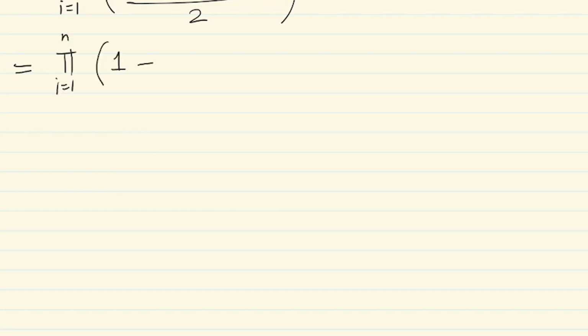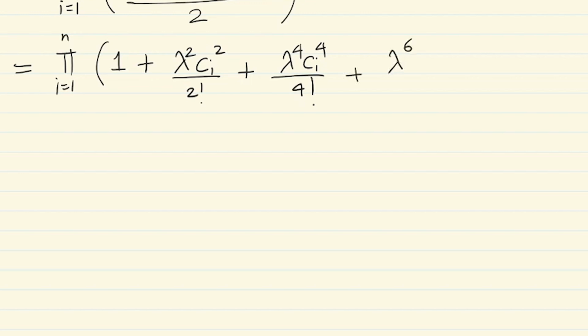Now this in turn, by the power series expansion of the exponential, is just the product of 1 plus, the odd terms cancel out, leaving you with lambda square ci square by 2 factorial, lambda to the 4 ci to the 4 by 4 factorial. The next term, just one last term that I'll write out here, is lambda to the 6 ci to the 6 by 6 factorial, and so on.